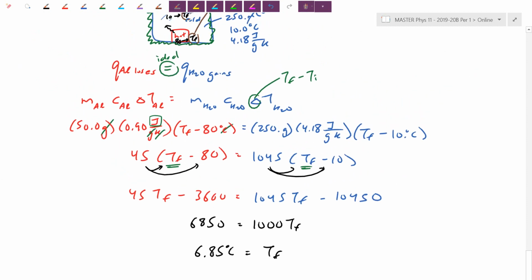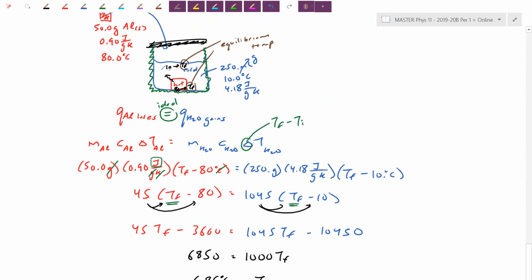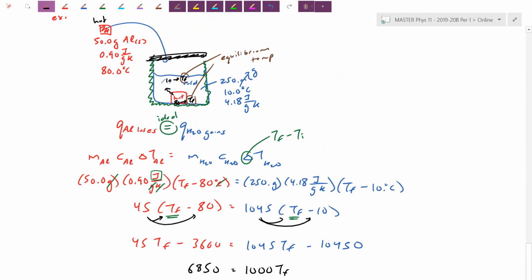Huh? What's wrong with this? Right. We had said the block was going from 80. I'd expect this one here to cool down. But the water was already 10 degrees. I would have expected the hot object, because water soaks up the temperature, I'd expect it to be something hotter than 10 degrees. And yet, mathematically, we have, wait, how could our temperature finally be 6.8? Something is wrong with this picture.